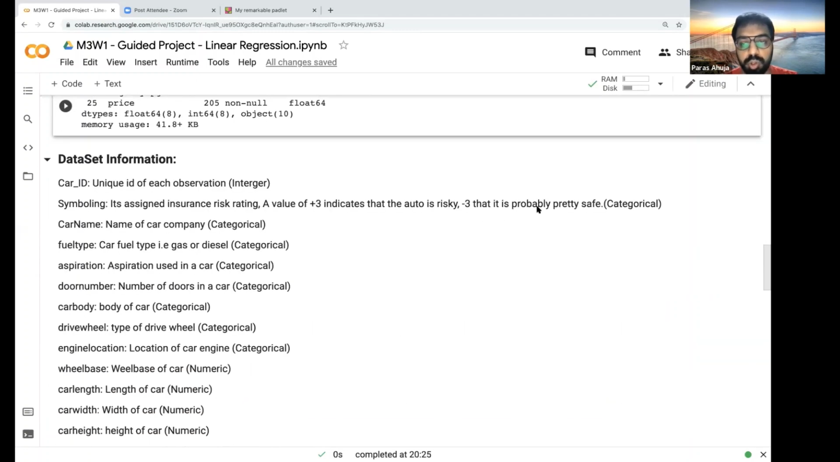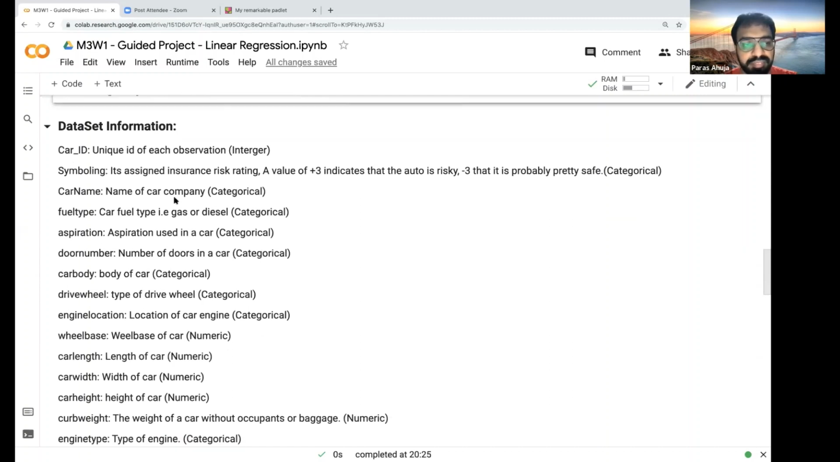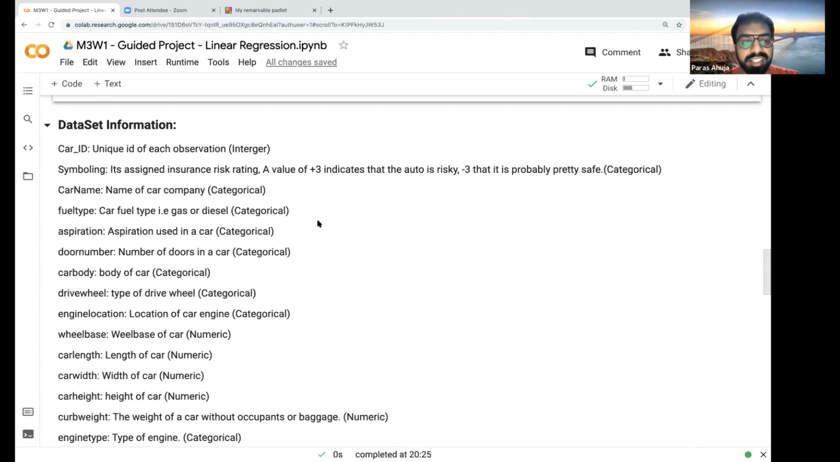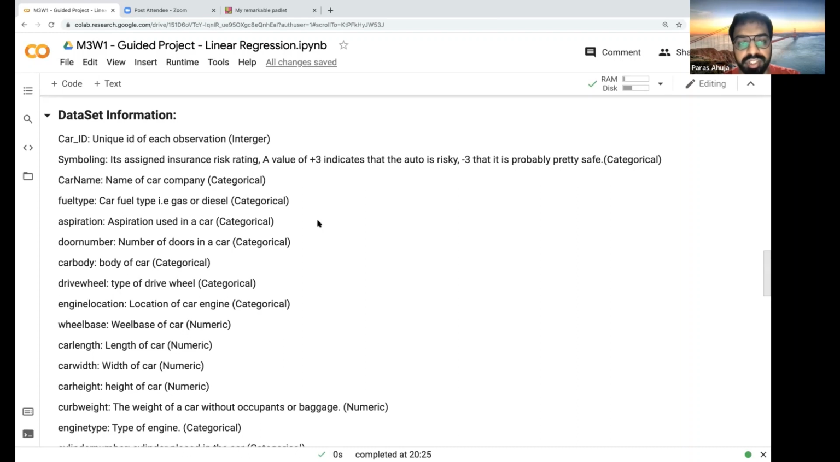And let's quickly glance through each of these columns. What do they mean? So the first column is car ID. That's a unique ID that is given to each observation. Next is symboling. That's something related to insurance: for insurance, how much will you rate that car? If that car is very risky, it's +3. If it's pretty safe, it's -3.